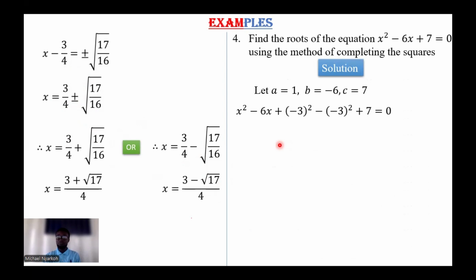And then we do this. So we're going to have x squared minus 6x plus negative 3 squared minus negative 3 squared plus 7. Is that okay? Good. This is because when you find your b, we have our b being negative 6. Is that okay? And so if you have the negative 6, you're supposed to have negative 3, and then you square it so that you get negative 3 squared. Perfect.